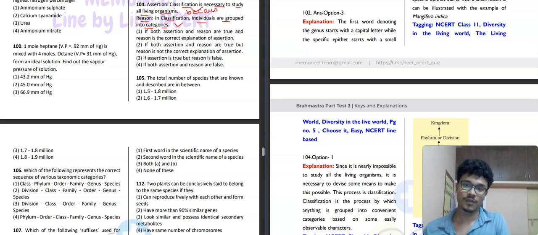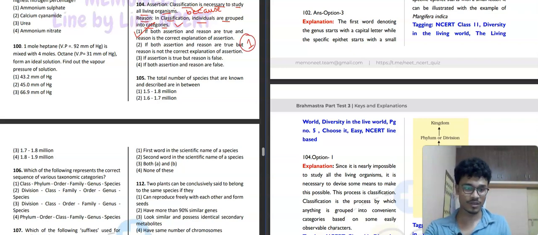because what you can see is, now read, classification is necessary to study all living organisms because in classification individuals are grouped into categories. So the reason is absolutely verifying the assertion. That's why both assertion and reason are correct and the reason is the correct explanation of the assertion. First option will be your correct answer for this question.